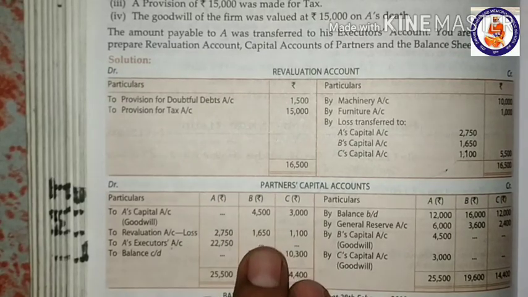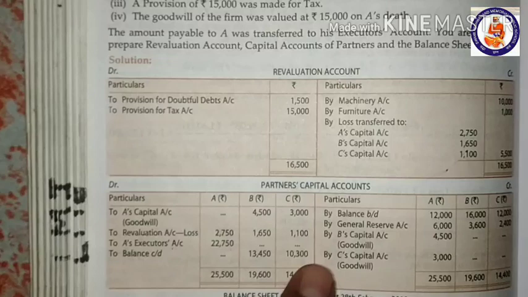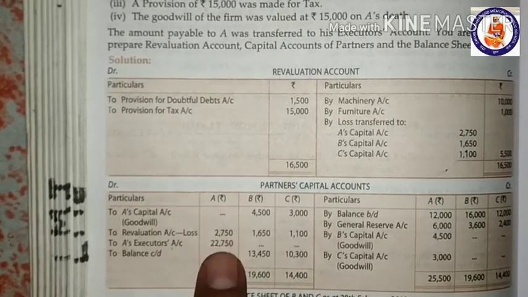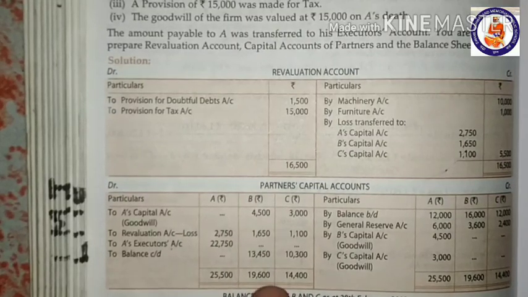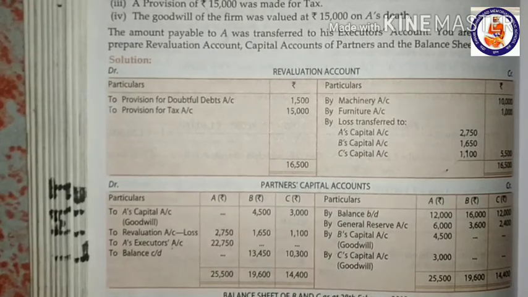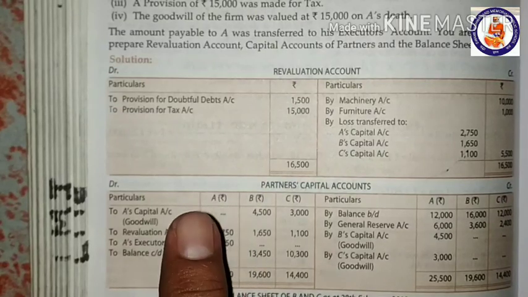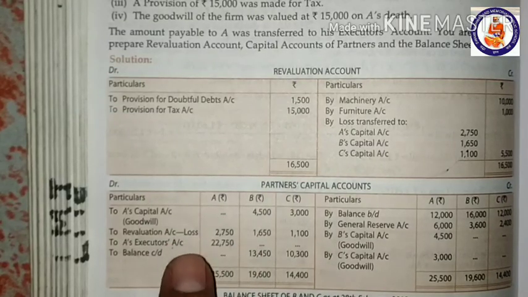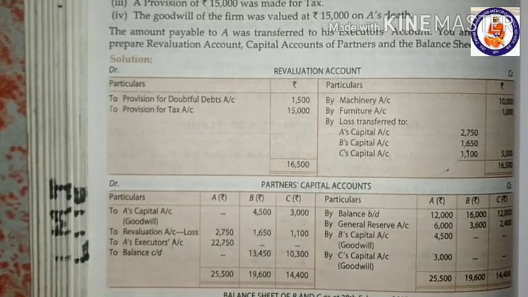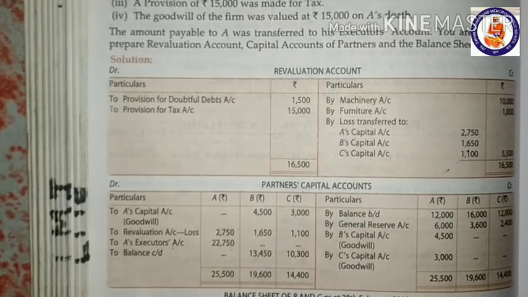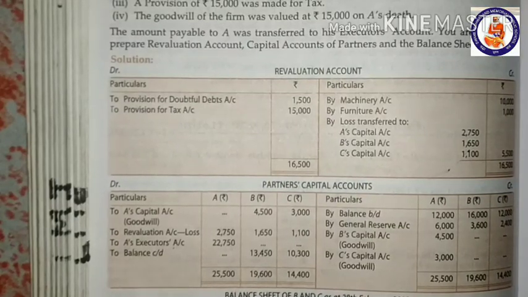Now we will make the balance sheet. While making it, we will take these capital account balances and the amount that is to be given to the executor. So the capital accounts of B and C are 13,450 and 10,300, and A's executor account is a liability, because we haven't paid it yet. If we would have paid it, it would have been written as to bank, but now it is not there. So 22,750 is shown here as A's executor account.